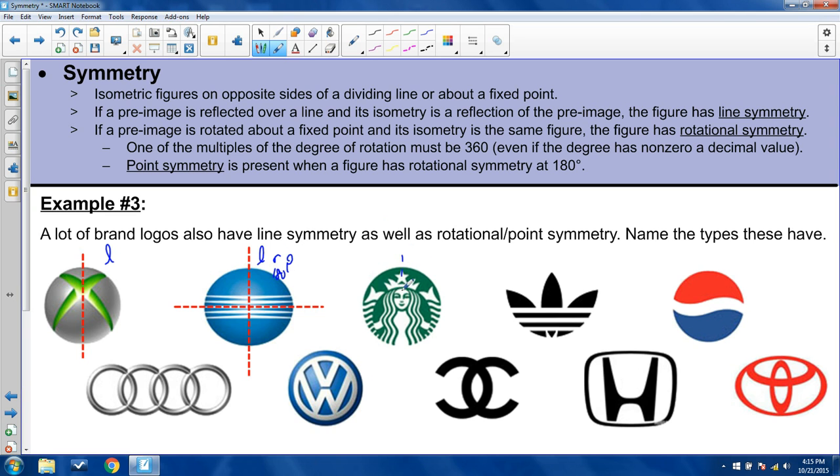Starbucks. Line symmetry down there. That's it. Not going to spend too much time on a lot of these. Line symmetry down there. That's it. I don't know what that is. I think it's a shoe company.